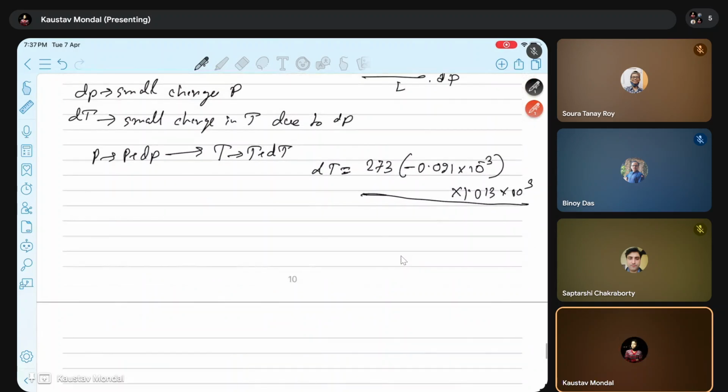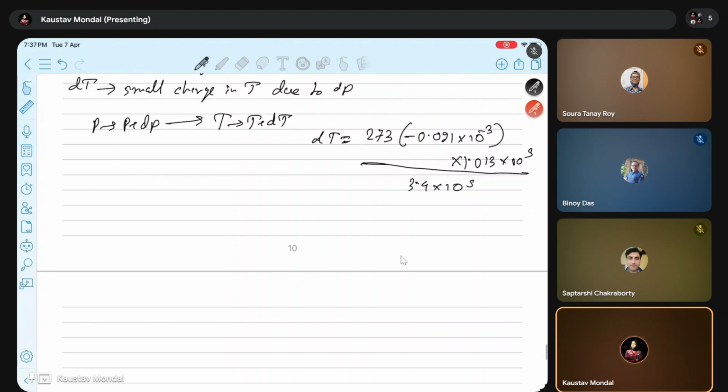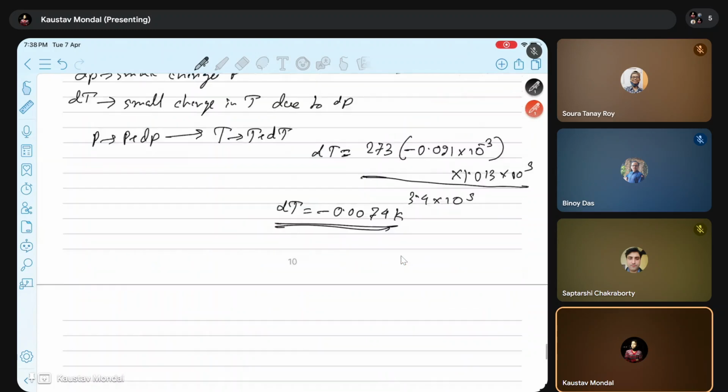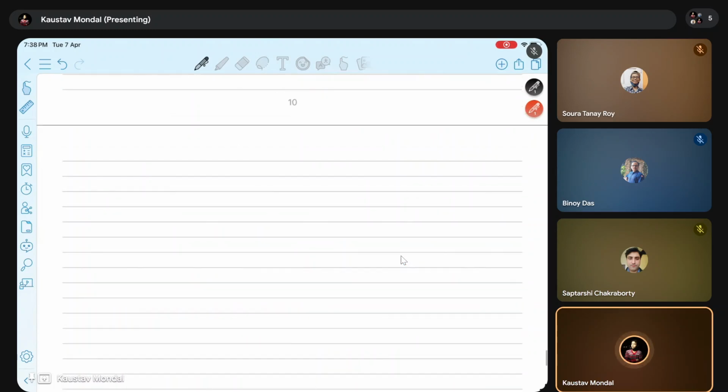So calculate this, dT will give you minus 0.007 Kelvin. This would be the change in the melting point if you change the pressure by the given amount. These things can be easily calculated by using the Clapeyron's equation.